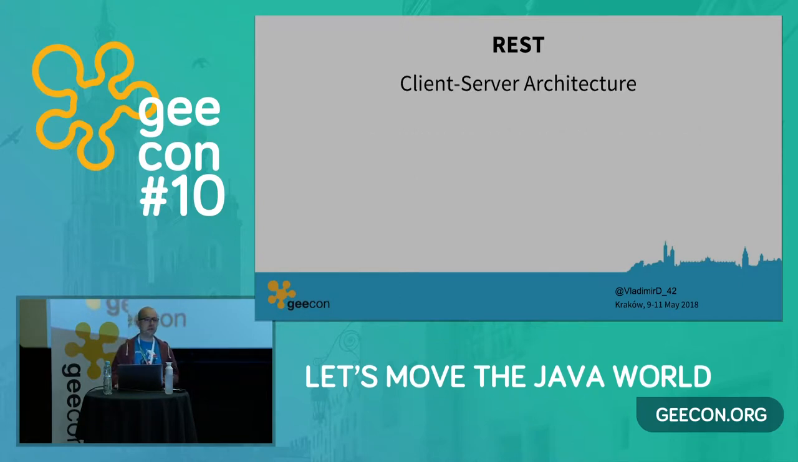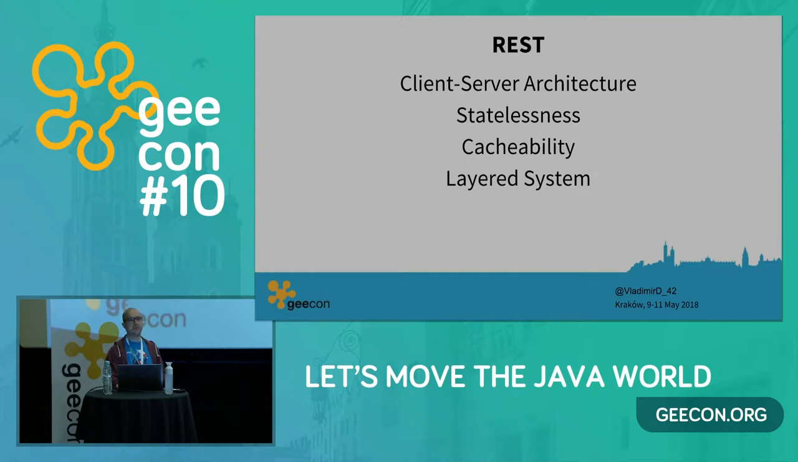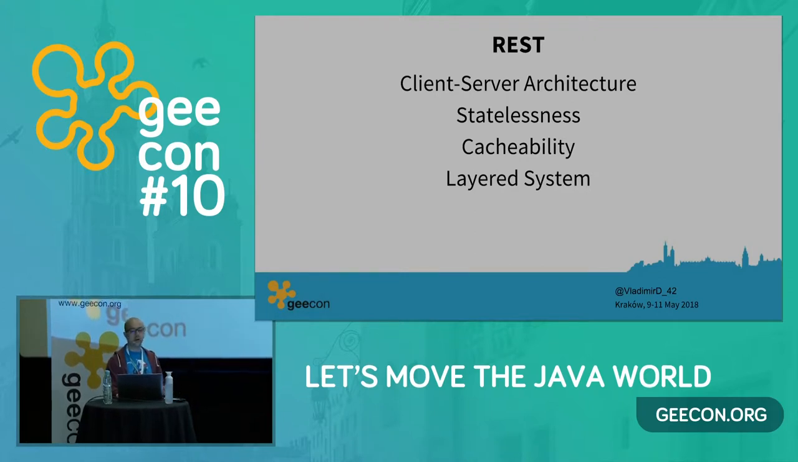In the core of it, there is client-server architecture. There is a client and there is a server. Separation of concerns. Statelessness, a very important thing that people very often forget. The server should know nothing about the state of a client. All the data that the server needs to respond to the client needs to be sent in the request. Cacheability. The server should be able to say, okay, this response should be cached or not, and for how long. Layered system. The client should have no clue whether it's talking directly to the server or whether it goes through multiple layers until it finally reaches the server.